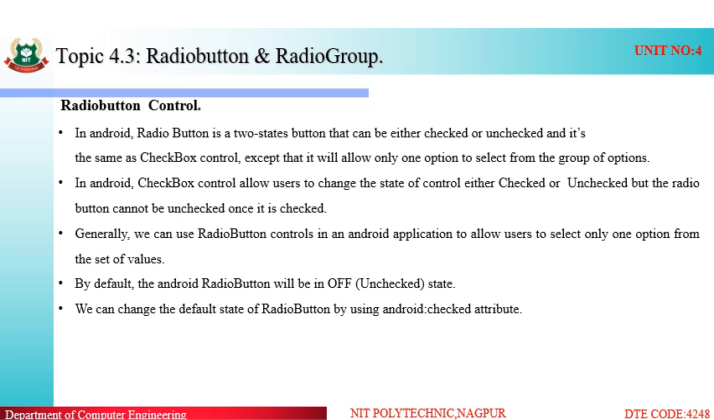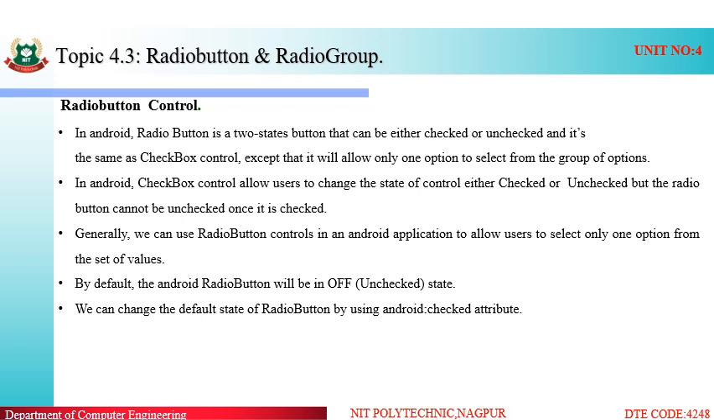So in Android, checkbox control allows users to change the state of the control, either checked or unchecked, but the radio button cannot be unchecked once it is checked. That means once we check the radio button as true, it cannot be made unchecked. Generally, we use radio button controls in an Android application to allow users to select only one option from the set of given values. We can select only one option.